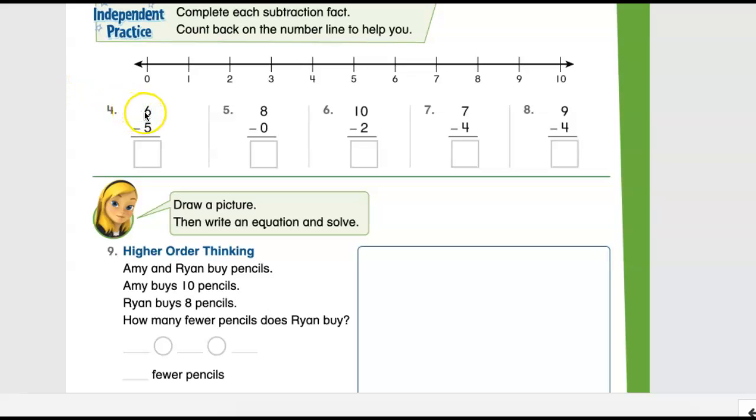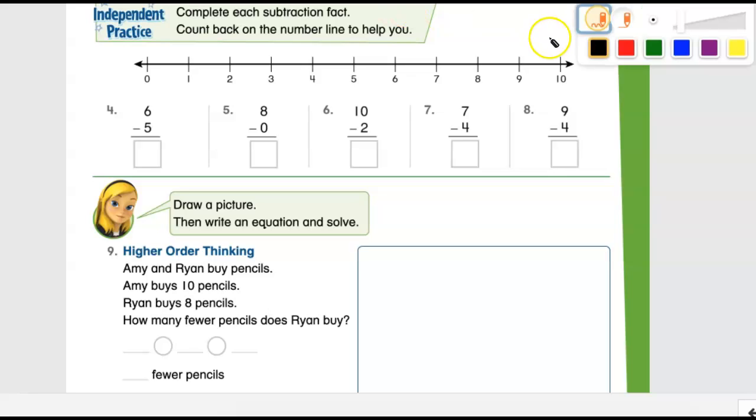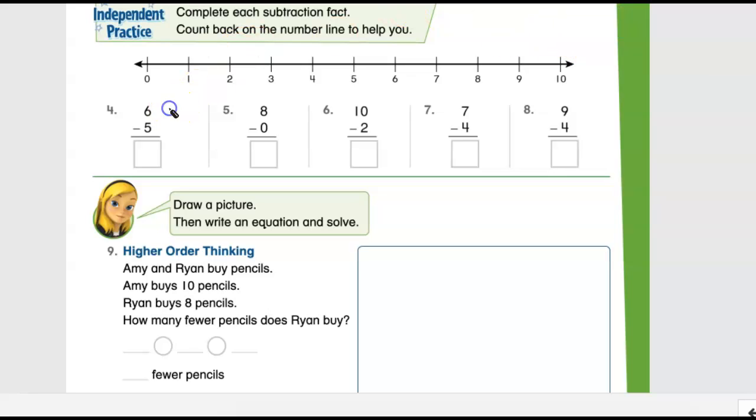We are going to find our number on the number line, and then however many we are subtracting is how many numbers we are going to be counting back. So for example, number 4, if I go to number 4, I see that my problem is 6 minus 5. So I'm going to go to my number line. I'm going to find 6.